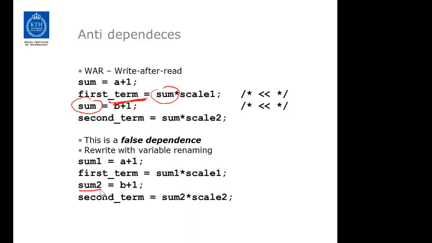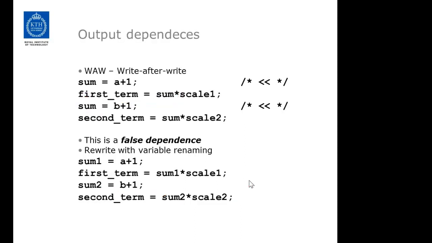So rename the second sum to sum2. We preserve the true data dependence here, but we have broken the anti-dependence, which means that these two pairs of statements can be reordered any way you like, and in particular they can be executed in parallel, which is what we want to achieve here.